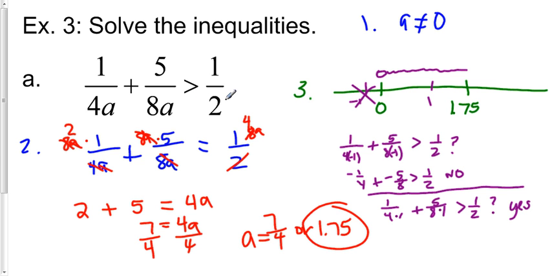So because of that symbol, the greater than sign, I want to use an open circle. And now let's check if anything beyond 1.75 works. Maybe this shading continues. Let's see. If I plug in 2, let's see what we get.